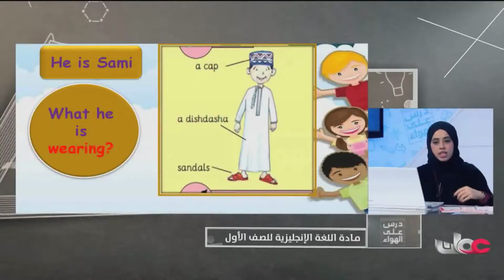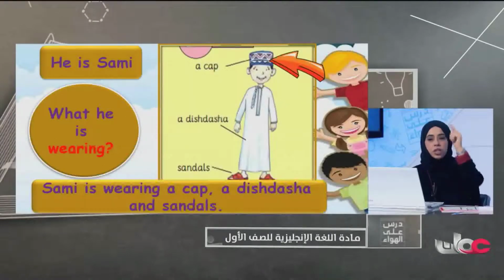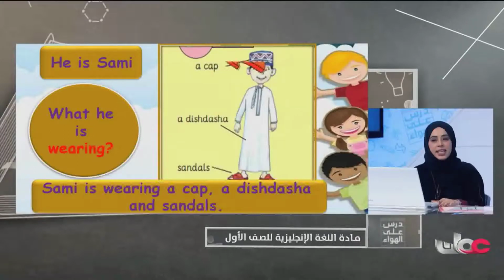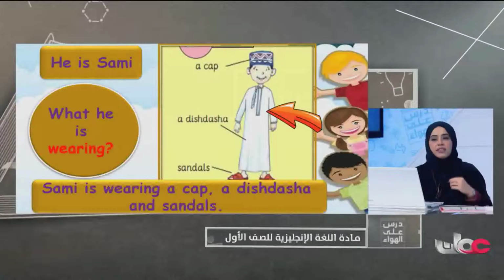So what is he wearing? Look at him. Can you please tell me what he is wearing? We will start from the top. He is wearing a cap. A cap. And the second thing, he is wearing a dishdasha. A dishdasha. And you can tell me the color of the dishdasha. It's a white dishdasha.